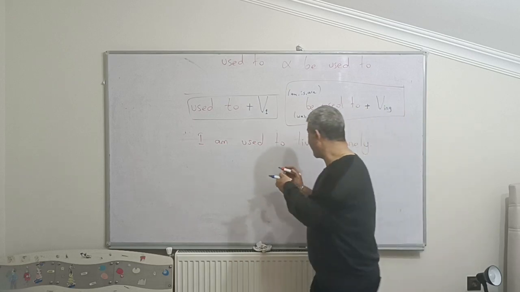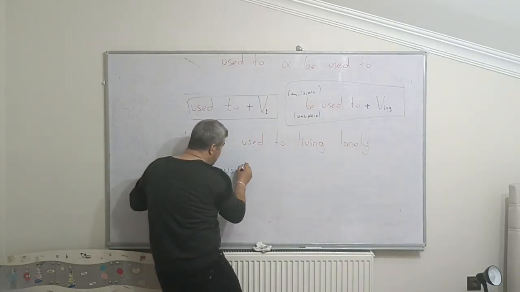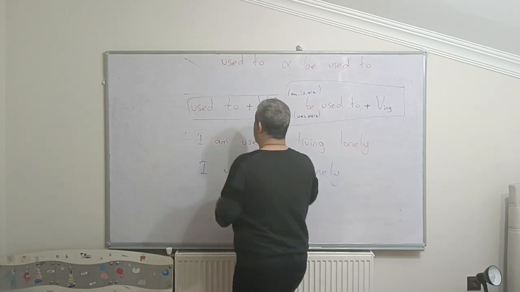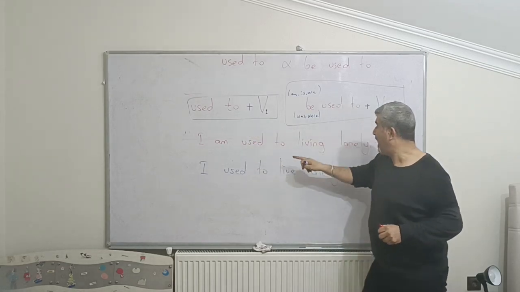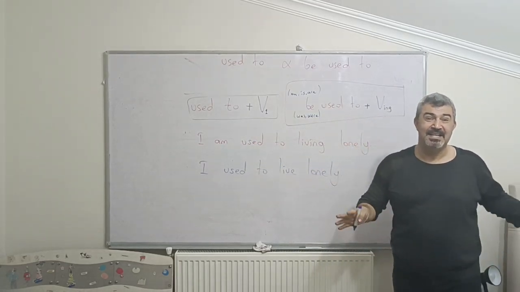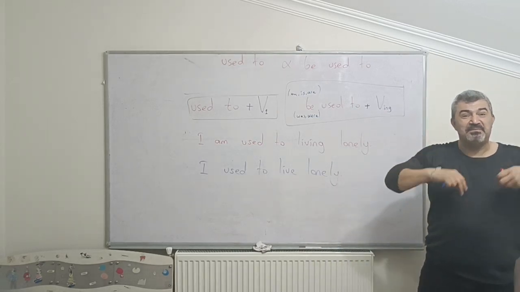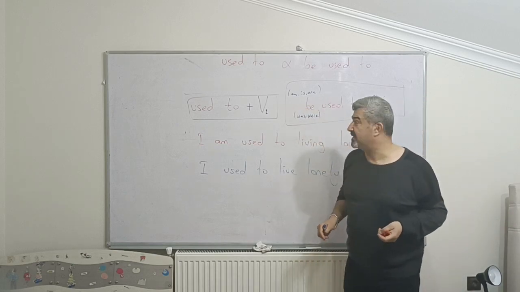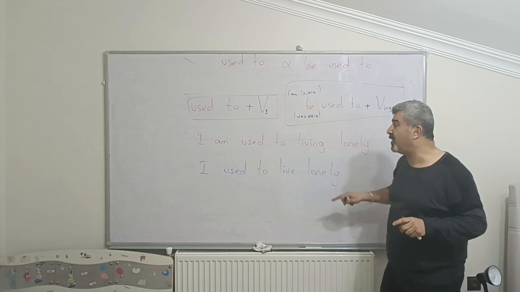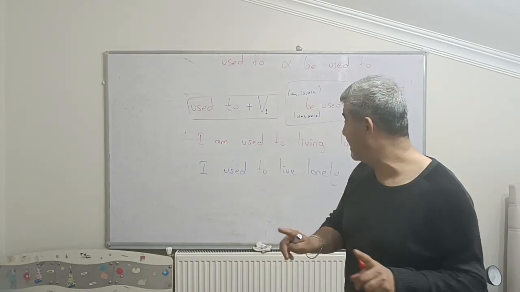I used to live lonely. Hey, let me write it. I used to live lonely. This is the first one. I am used to living lonely is the second one. Let me tell you the difference between these two phrases. As I said to you before, "I used to live lonely" means it is a past habitual activity.